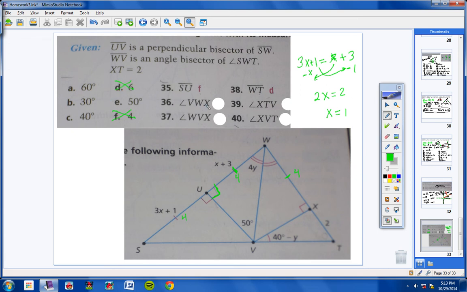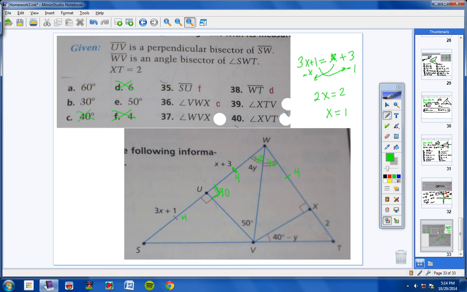Now, moving on to angle VWX. This angle here. Now watch this carefully. I know this is 90 right here. So 90 plus 50 is 140. So I know this angle here has to be 40. So this angle here has to be 40. So VWX would be 40, letter C.